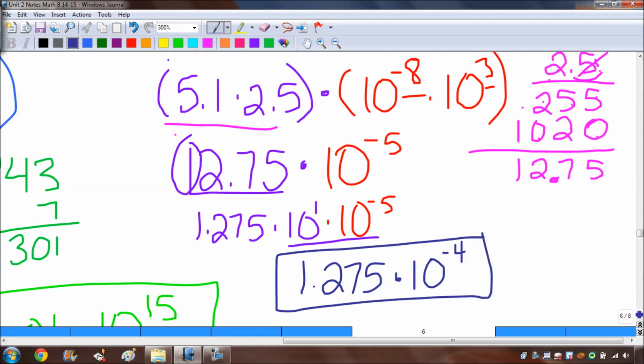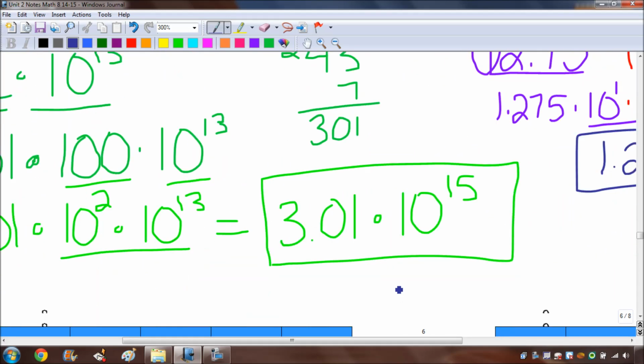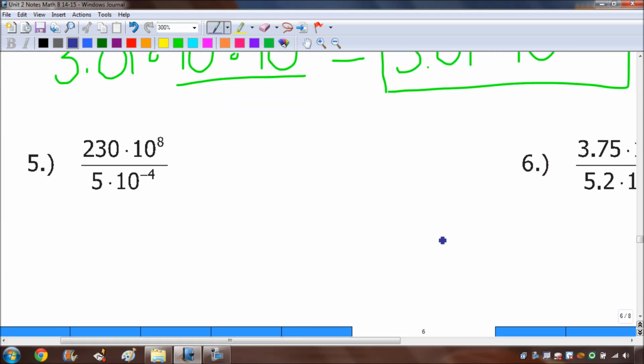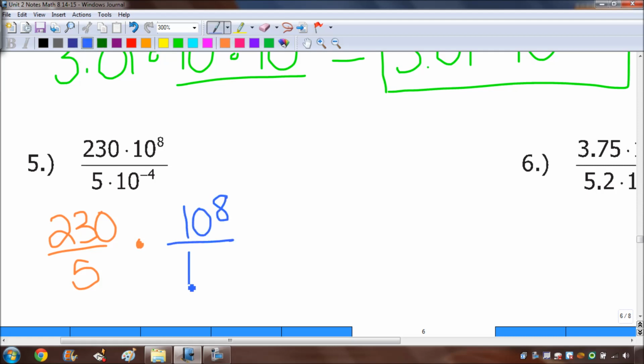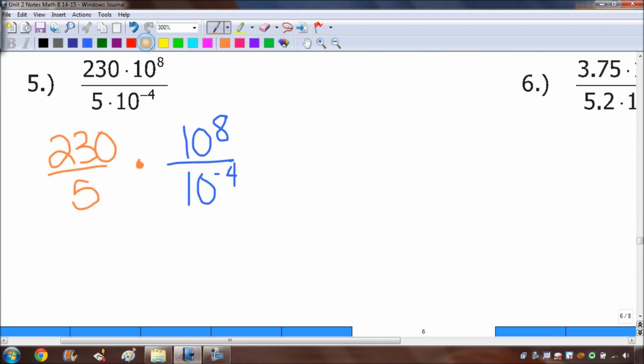Okay, and again, I know it's weird, but we are going to do lots and lots more practice until you're comfortable with this stuff. Okay, all right, so next example, question number 5. 230 times 10 to the 8th power, all divided by 5 times 10 to the negative 4th power. So what I'm going to do is split this up into two separate pieces. Okay, I'm going to say that it's 230 over 5, okay, times 10 to the 8th power over 10 to the negative 4th power. So my coefficients are 230 and 5, so I'm going to divide them.